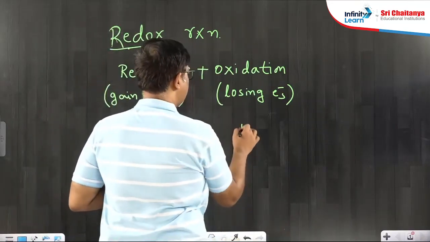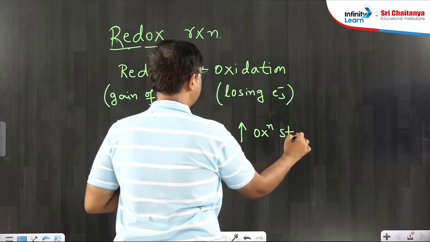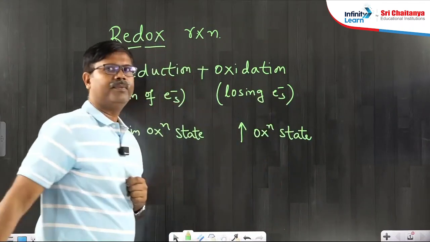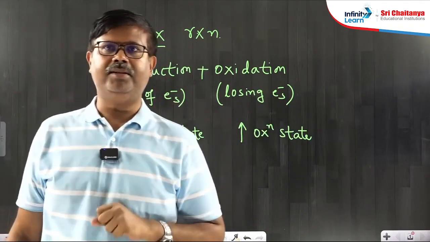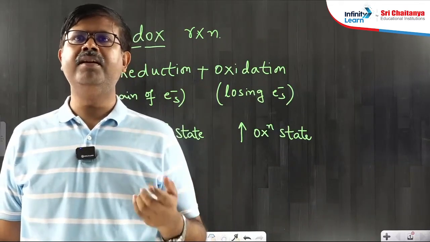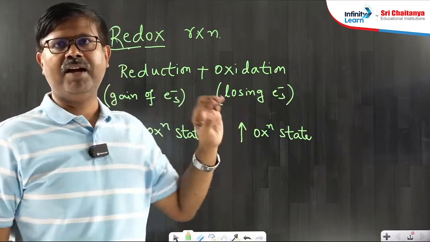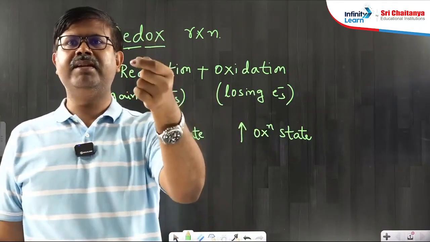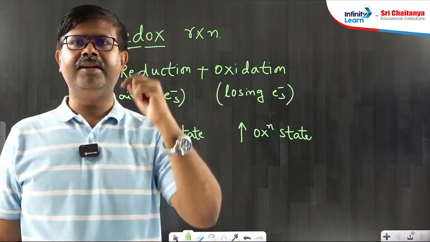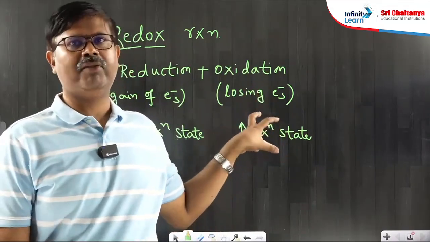When oxidation state is increasing, that is called oxidation. This is another easy way. When a chemical reaction is given, the easier method for us to identify is the second one. Find oxidation states and see whether they are increasing or decreasing in a reaction. We will see some examples, but these are the basic definitions.